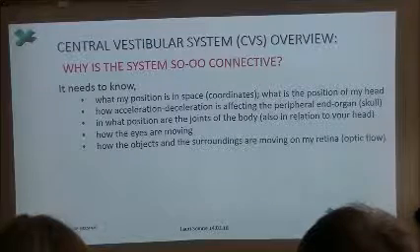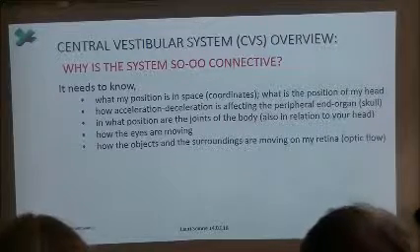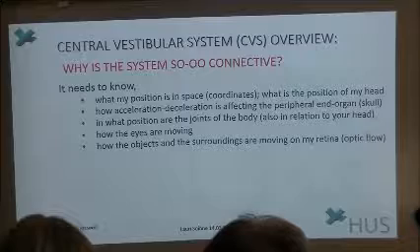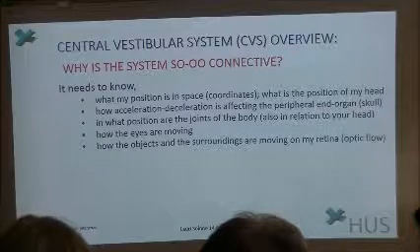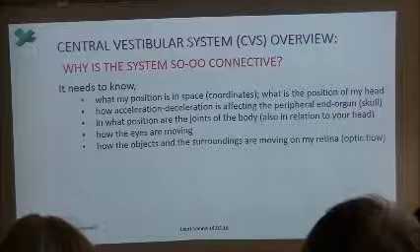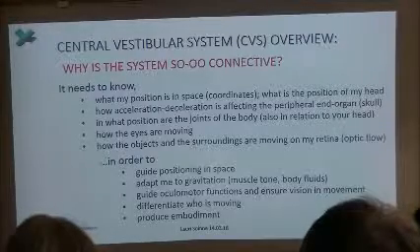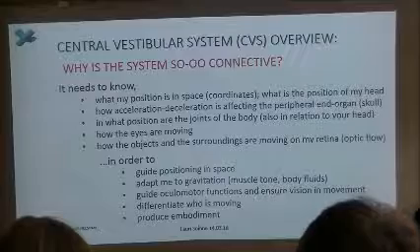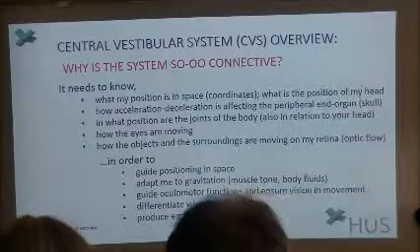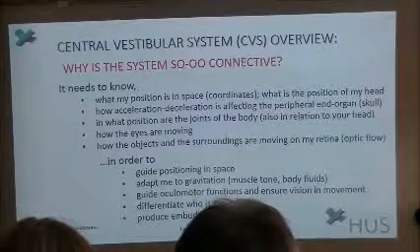So, overview: why all this connectivity and network of networks? The system needs to know position in space, the coordinates, especially position in your head, and how acceleration and deceleration are affecting the peripheral end organ, and the joints of the body, how eyes are moving. Are they my eyes that are moving? Are there objects moving? So that it may correctly guide our position in space, adapt us to gravitation in circumstances that may differ, and then keep this foveation, keep our eyes directed so that we see what we want to see.